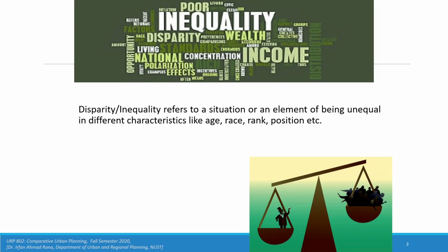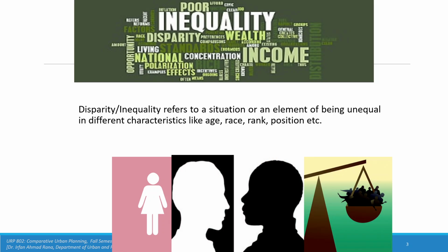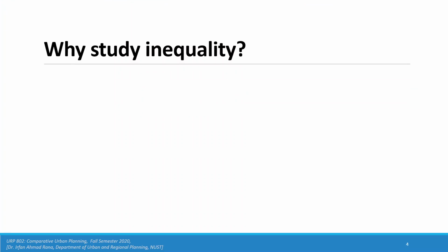Generally, we see that income inequality is one of the main components, the largely focused part of inequality literature. Then gender equality has been revived in the Sustainable Development Goals, and some racial inequality is also there. So there are different types of inequality. The main question which arises is, why do we study inequality?